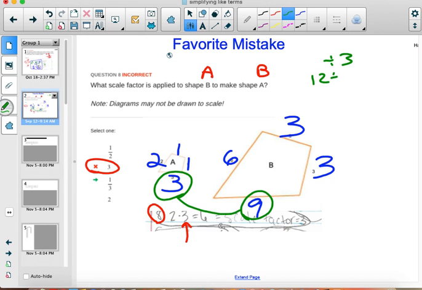Is 12 divided by 3 equal 4? Yeah. Now if I want to multiply, is 1/3 of 12 4? Yeah. So you can multiply by a fraction, like 1/3 would mean the same thing as dividing by 3. Good.